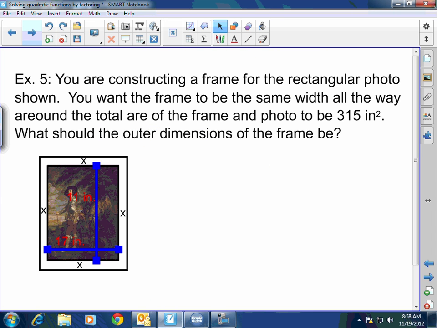Okay, I think it's pretty cool what I did there. I put a little real painting. It's pretty neat. I think I'm a Picasso. I painted that. No, I'm kidding.